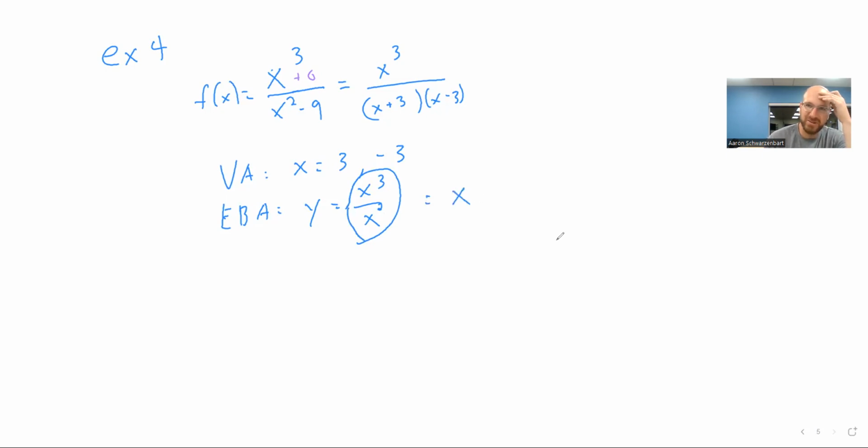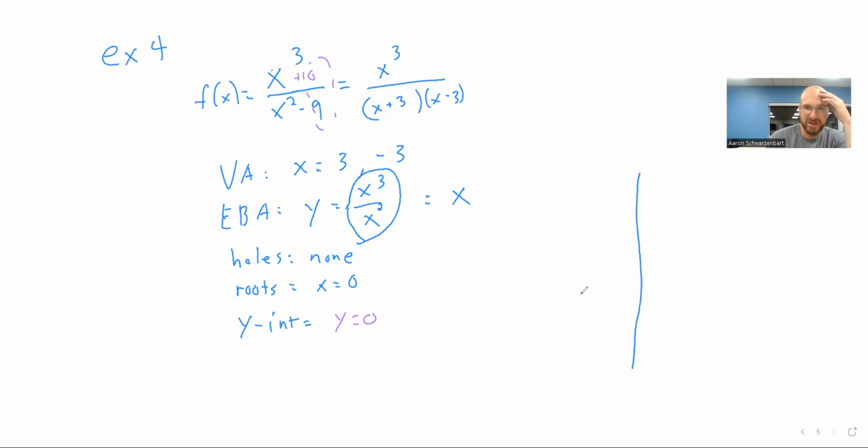Y equals x. That is a line with slope of 1. There's not any holes on this one. Nothing canceled out. Roots. Well, the zeros of the numerator are x equals 0. The y-intercept, well, if x equals 0, that's also going to be 0. This is why I put the 0. 0 over 9 is also 0.